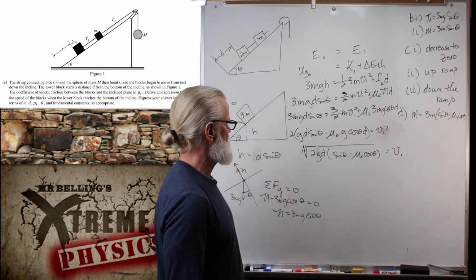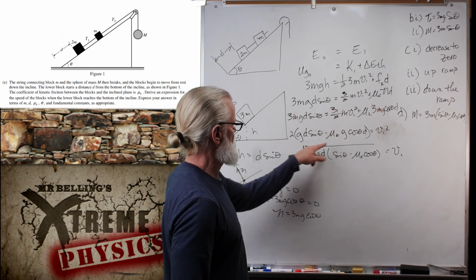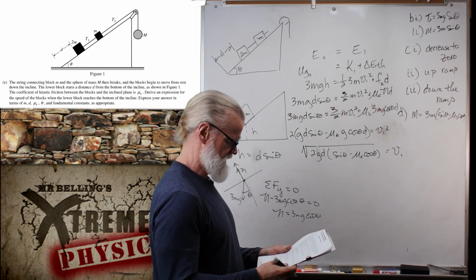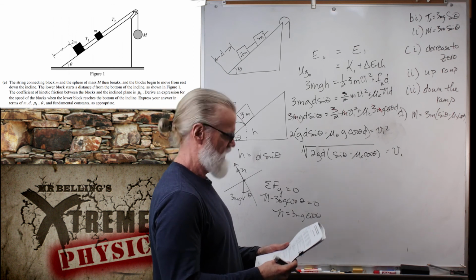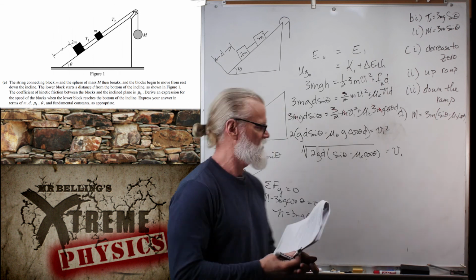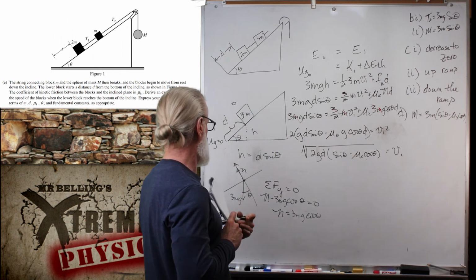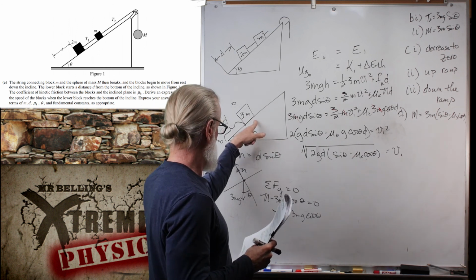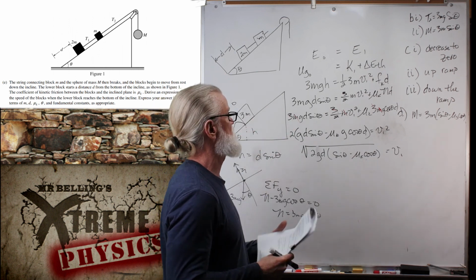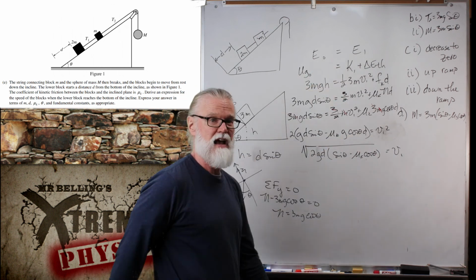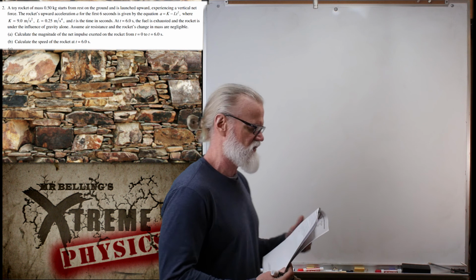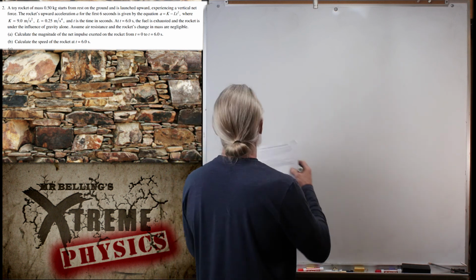Did I miss anything? 2gd, 2gd. I think that's it. All right, so that's v1. Now again, you certainly could have just calculated the acceleration of this easily enough and then used kinematics. But here, good practice, conservation of energy. This is the 2019 question 2 from set 2.